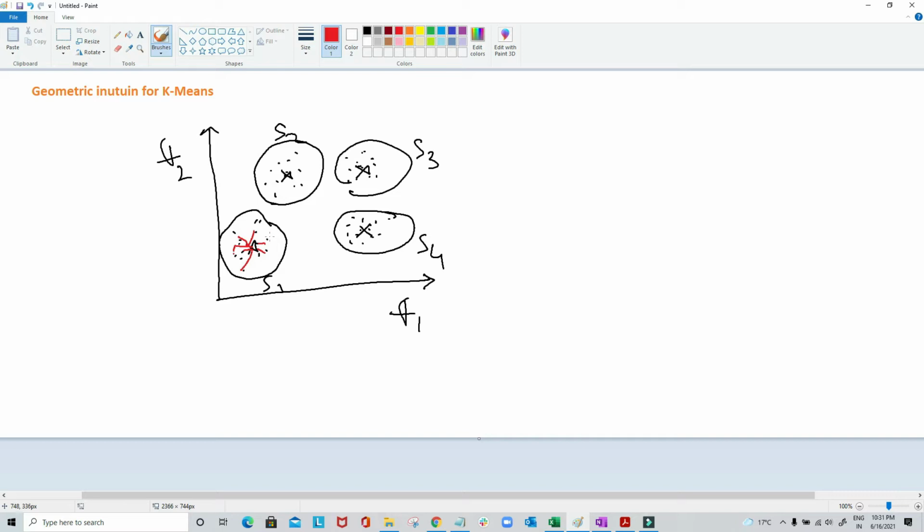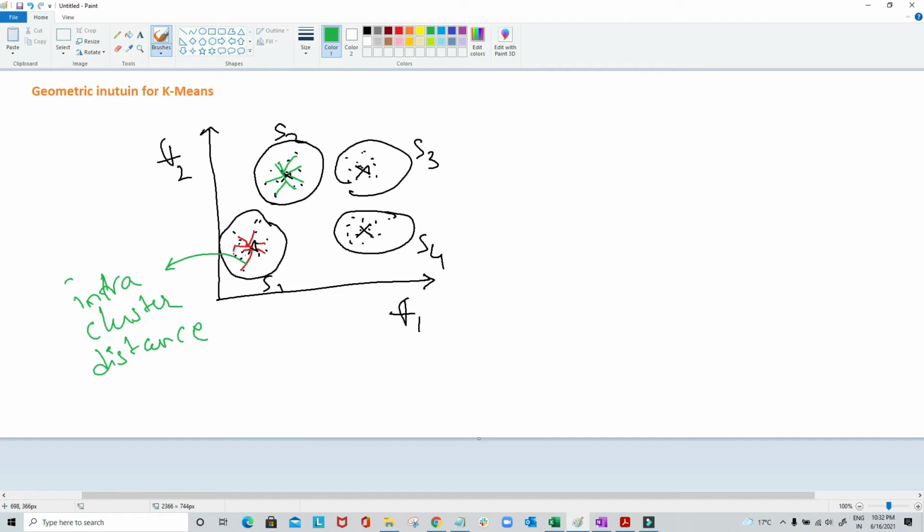A similar approach is followed for the second set as well. For each and every point, it tries to find a centroid such that the distance is minimal. This distance is called the intra-cluster distance.